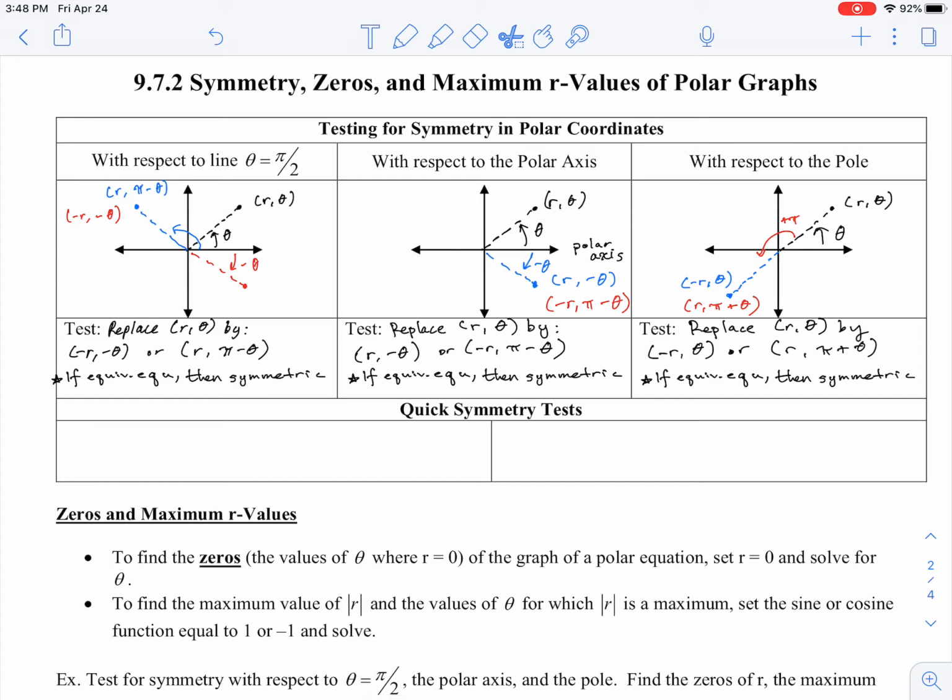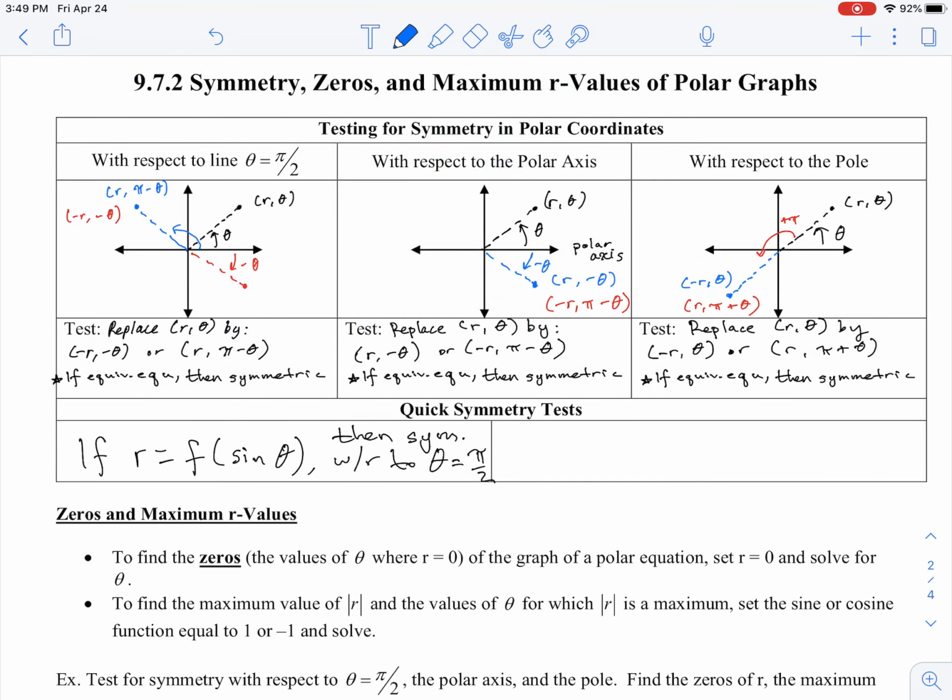The last thing I wanted to mention in this introduction is that there are a couple of quick symmetry tests, things that you don't necessarily have to show the work for. The ones we can state right off the bat are the following. If r is some function of sine theta, then we can say right away that the graph is going to be symmetric with respect to theta equals pi over 2. It is not saying that it is exclusively symmetric to that; it could be symmetric to other components, whether the polar axis or the pole. But we know for certain that if r is some function of sine theta, it is indeed going to be symmetric with respect to pi over 2.